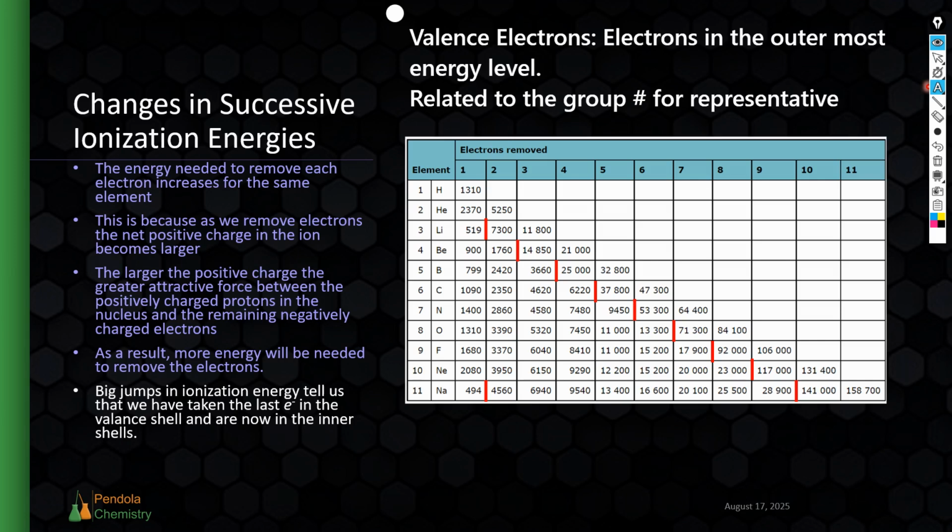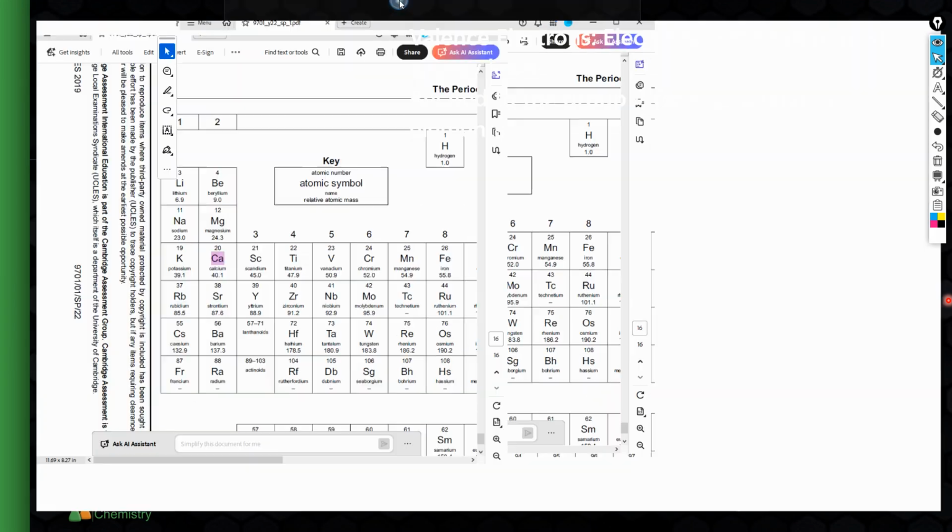Oh, let me write that on the bottom. So the valence electrons are the ones that are in the outermost energy level, and we can tell how many valence electrons an element will have based on its valence shell.